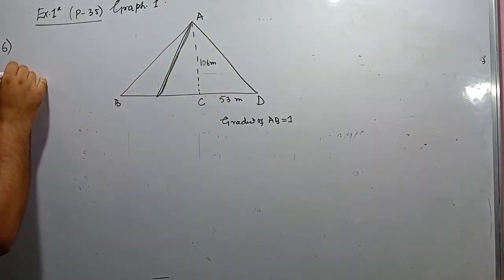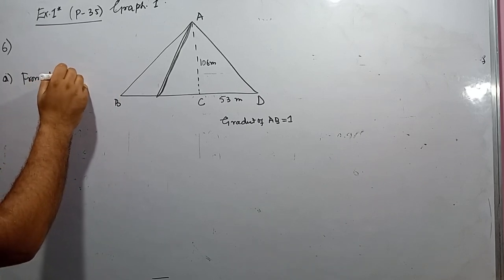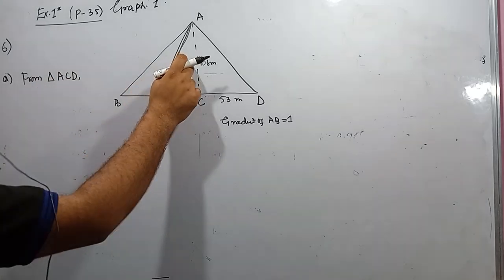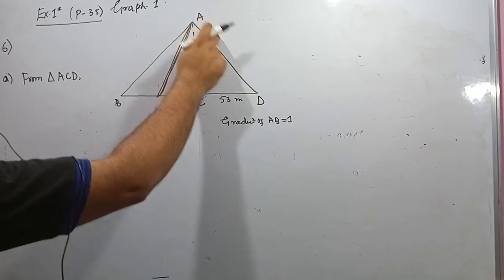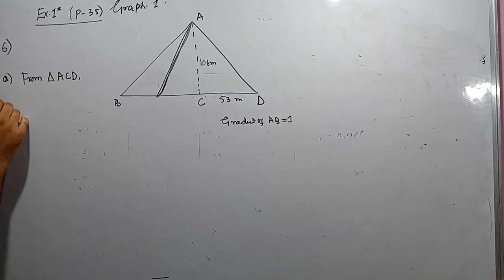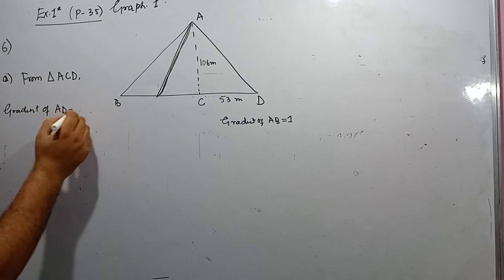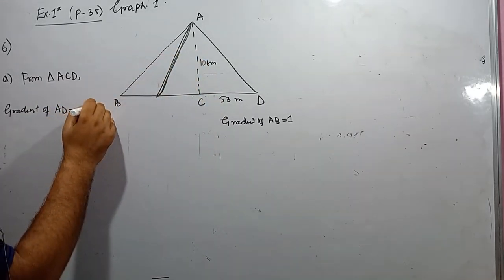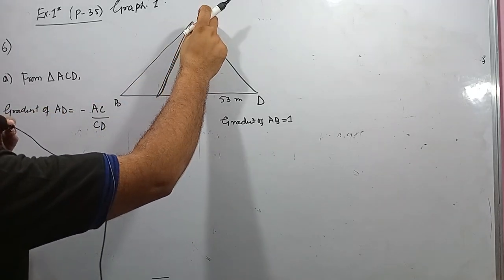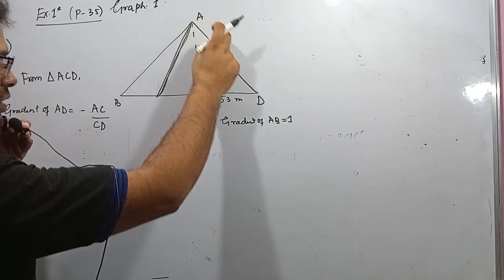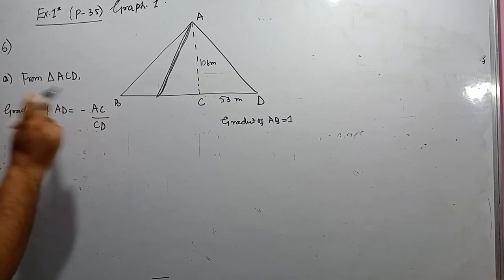You can see from the figure, a triangle ACD. You can see this is the rise and this is the run, and we want to find the gradient of AD. I will write gradient of AD is equal to rise by run, that's minus AC divided by CD. You know why minus? Because the slope is decreasing. When the slope is decreasing, it means we have to write the minus. The gradient should be minus.